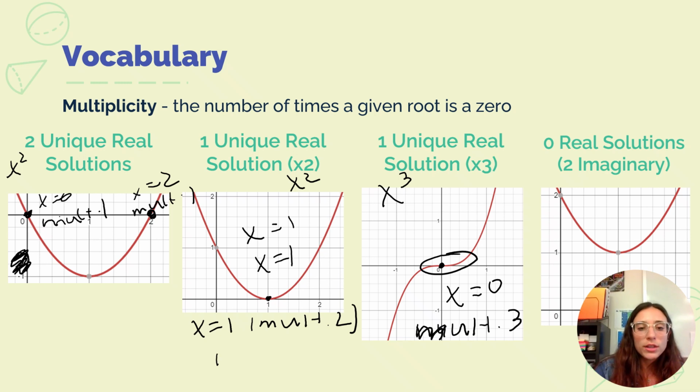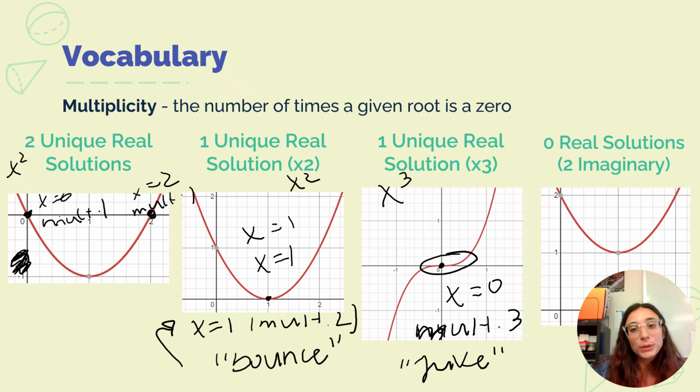Over here, I call this the bounce. This had a mult of 2. Someone says juke, like you juke someone out. That's a multiplicity of 3. And then our last one is over here.